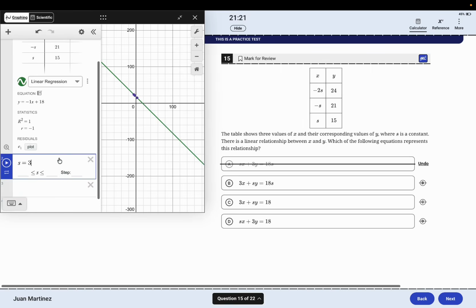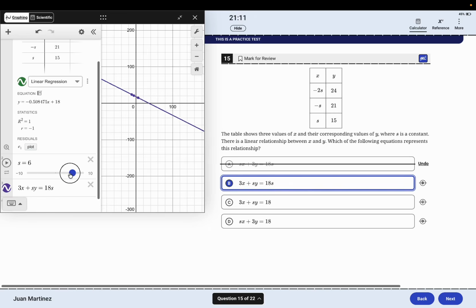Let's try with the b. Plus sy equals 18s. Oh yeah, it's b. As you can see, regardless of the s value, it's always going to be the same. It doesn't matter what the s value is, it's always going to be the exact same. So it's b.